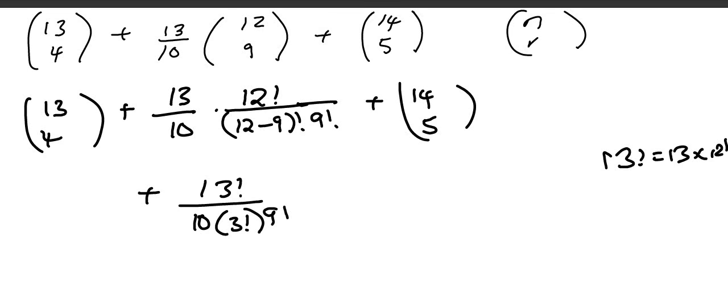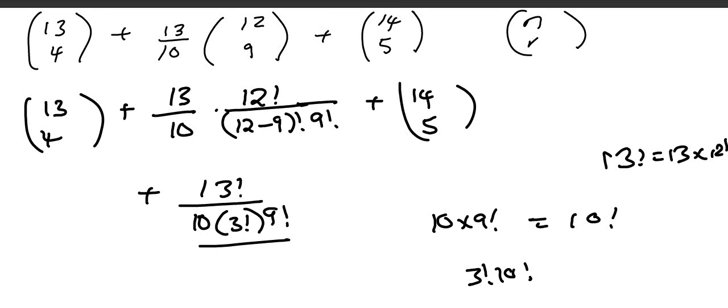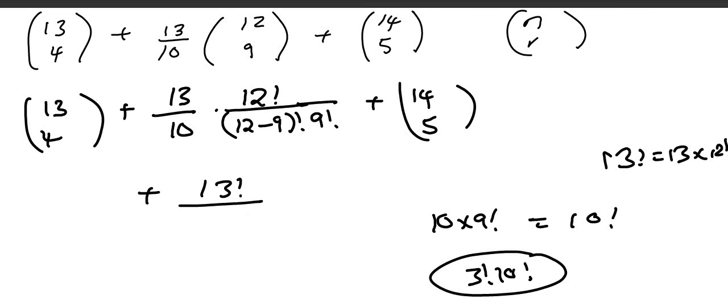Then there's a 9 factorial outside. This here is the same as 10 times 9 factorial. That's the same as what? 10 factorial. So it's like you're having a 3 and a 10 factorial. This is what you're going to get. So down here, I'll change this and just write, I'm having a 3 factorial and a 10 factorial.